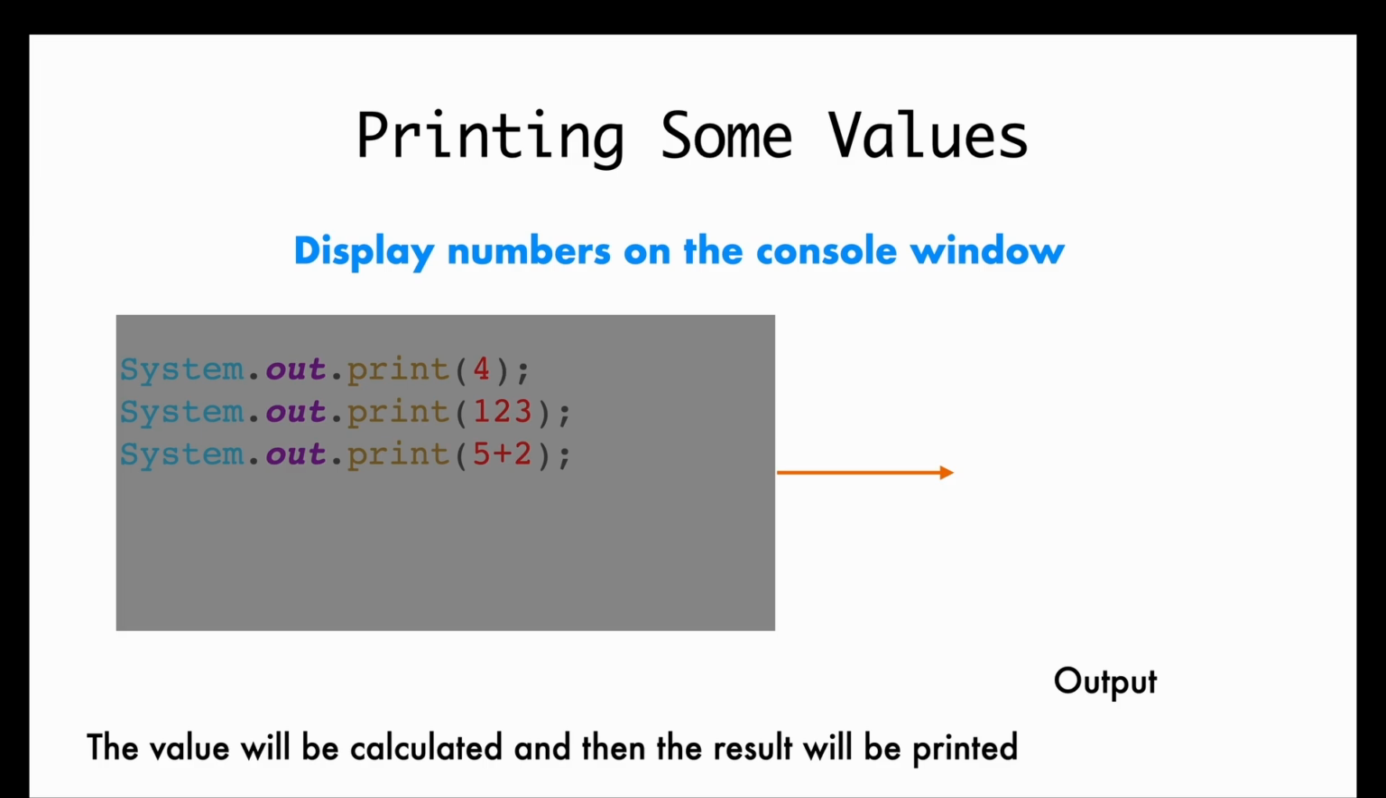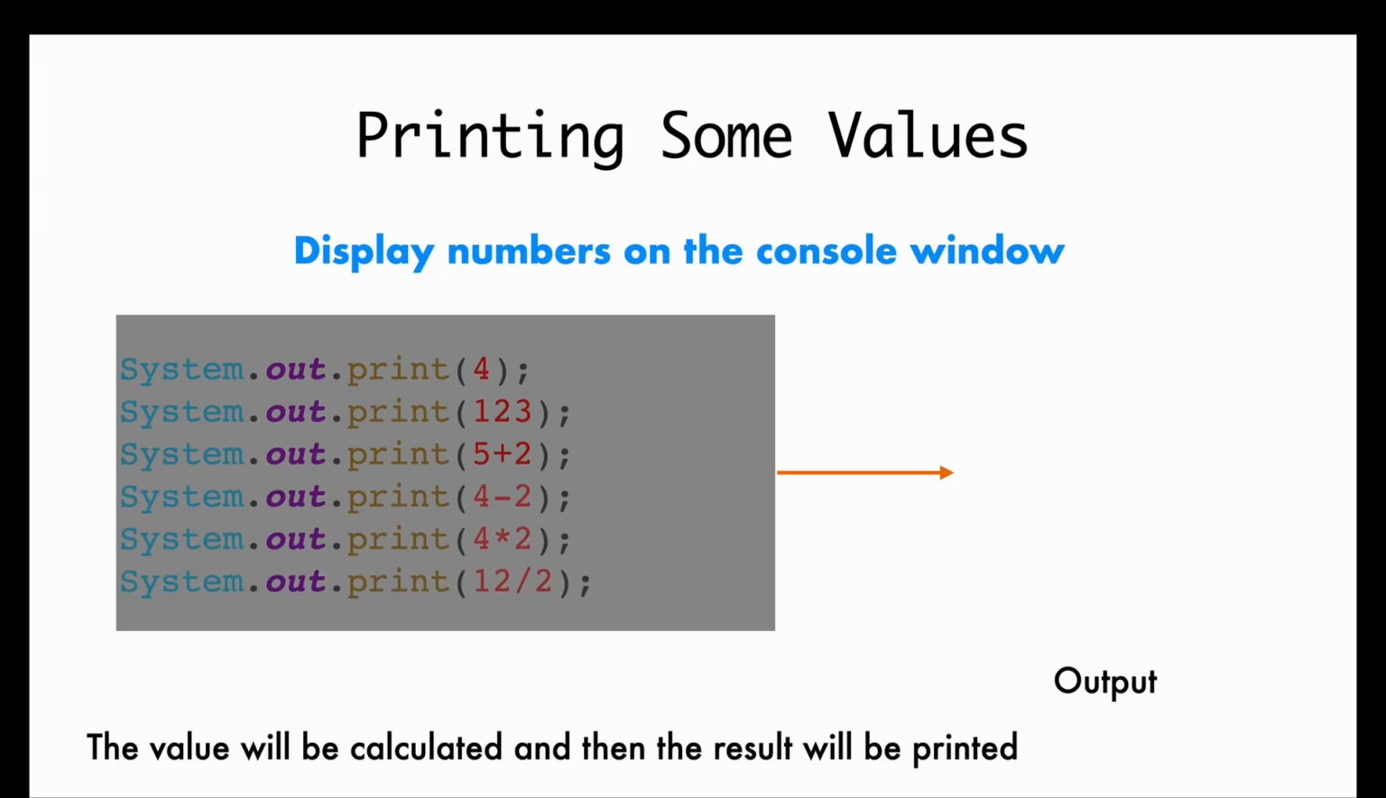So it does an arithmetic calculation with two numbers, the first number being 5 and the second number being 2, and it is being added because of the plus operator. Similarly, we can do 4 minus 2, 4 into 2, 12 divided by 2. And these values will be calculated and then the result will be printed. And here is the output.